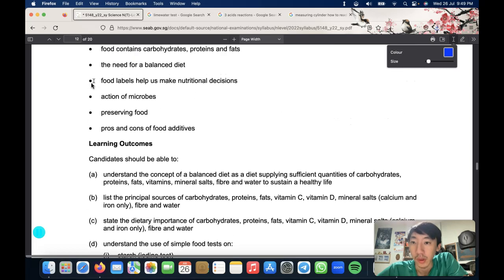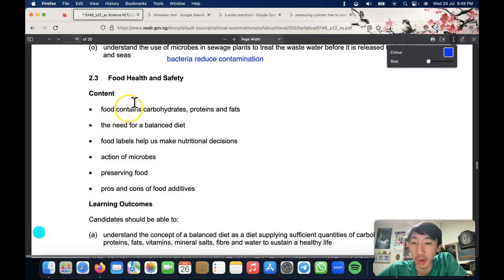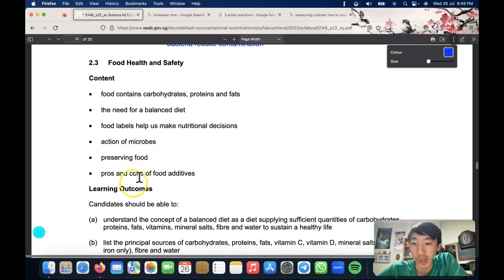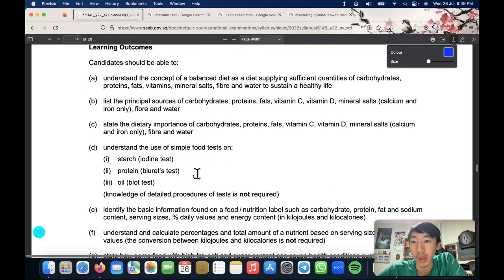We need to talk about how food contains carbohydrate, protein, and fats, and then we need to have a balanced diet, food labels, action on microbes, preserving food, and the pros and cons of food additives. So A, we need to understand the concept of a balanced diet as a diet that supplies sufficient quantities of carbohydrate, protein, fats, vitamins, mineral salt, fiber, and water.